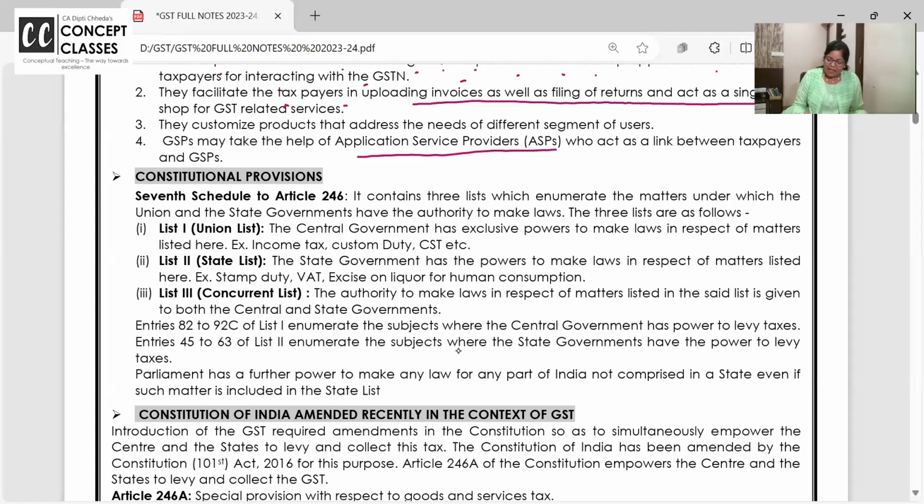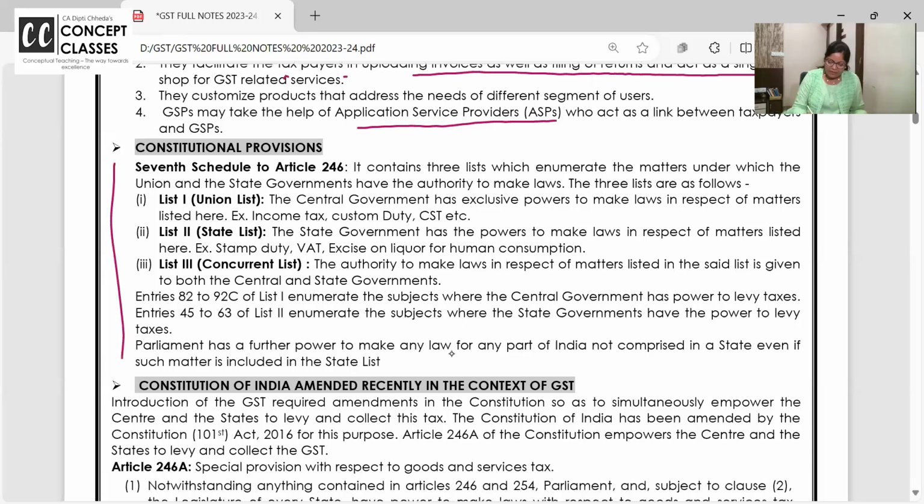Just to make you learn, dear students, I am saying all this. So this is a little bit of history, for reading, but important reading because we have income tax also. Already we have Article 246 in the Constitution, which contains 3 lists. Union list: the Central government has the exclusive power to levy income tax, custom duty, CST. Am I right? The Central government has the power.